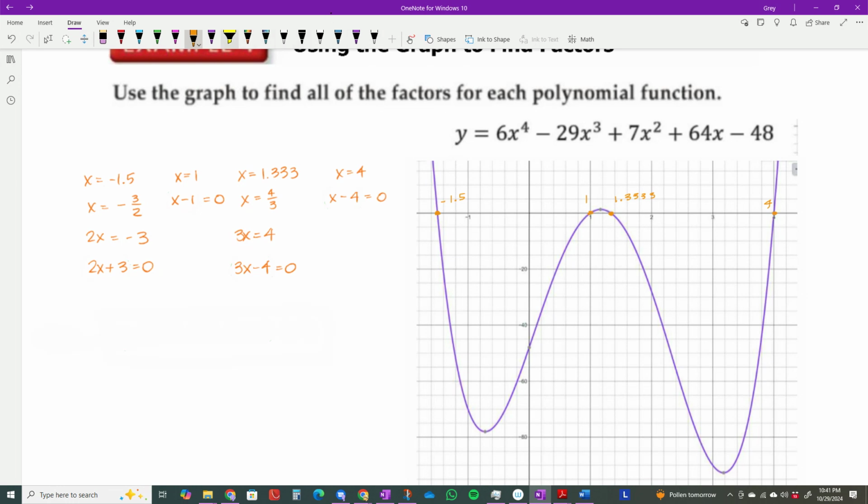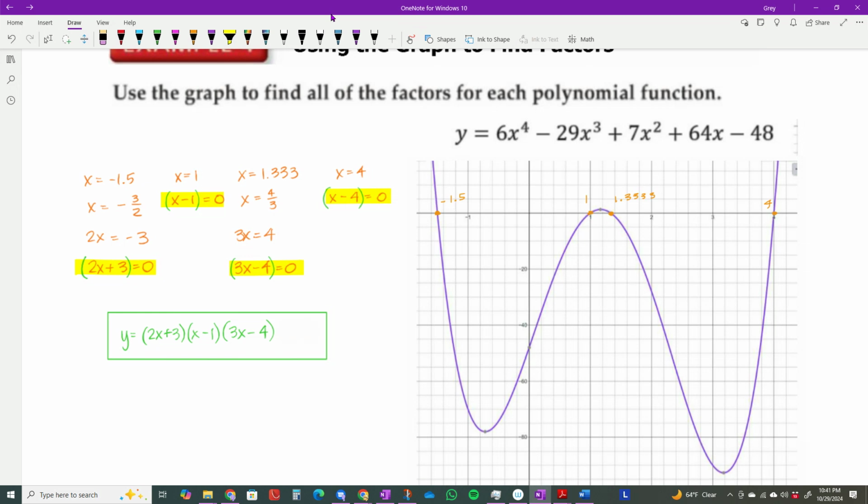So each of these that I have set equal to 0, right here, this, that. Okay, y'all, I'm just working backwards with my zero product property. So all I have to think about is removing the equals zero and putting parentheses around each of these factors. So my answer is going to be y equals 2x plus 3 times x minus 1 times 3x minus 4 times x minus 4. And that is all the factors, or the factored form of that polynomial. Okay? How technology can make things a little bit easier for you.